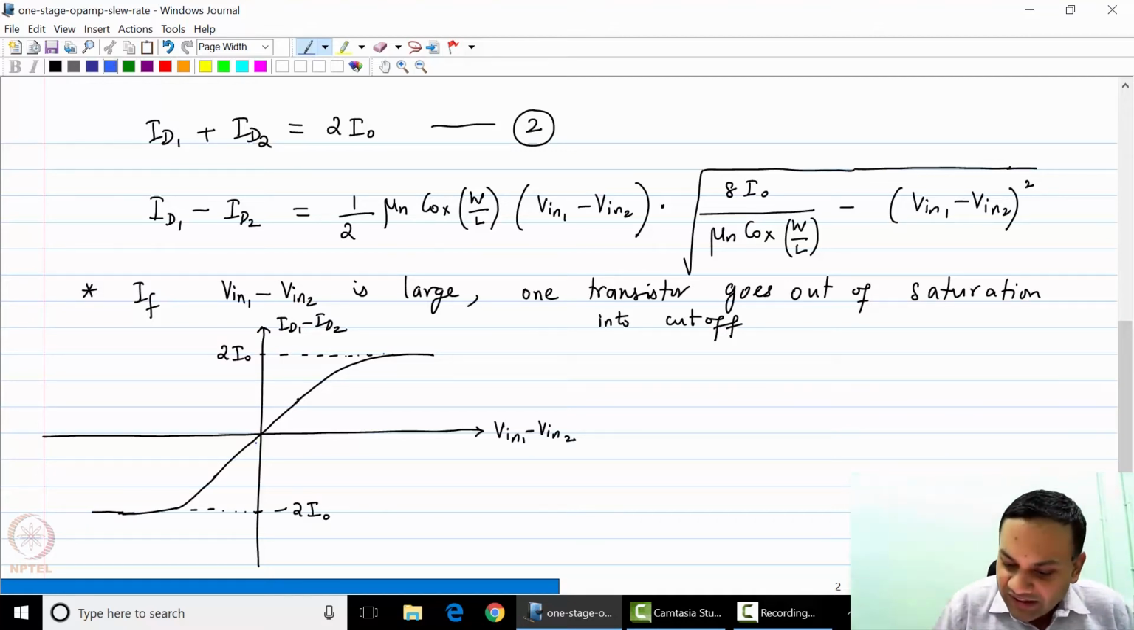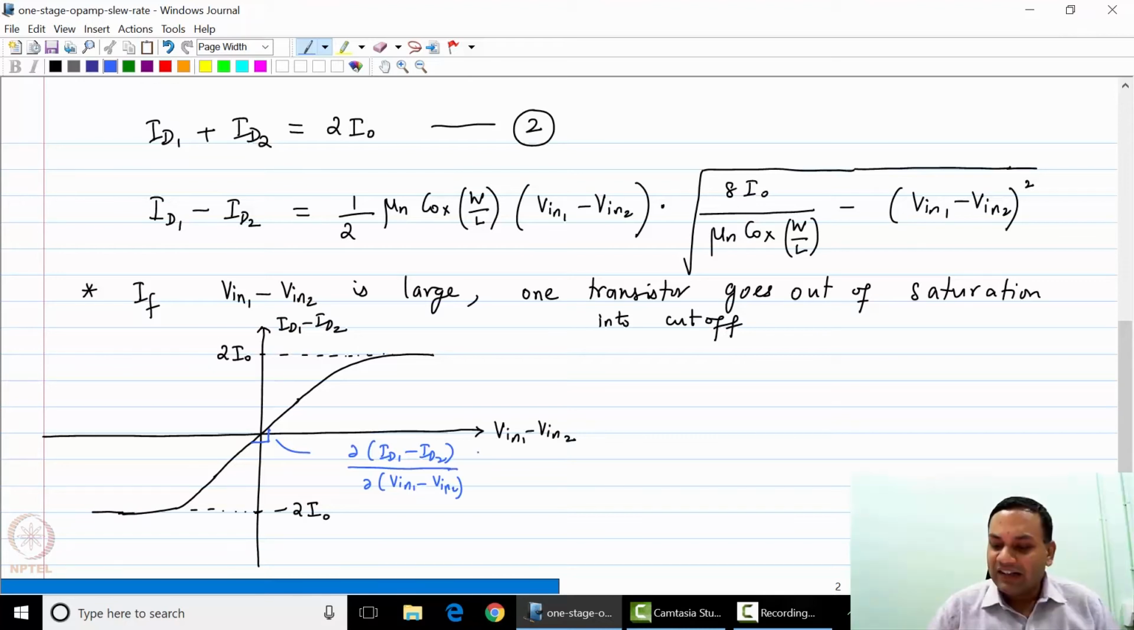Now another property of this is that the slope around the origin has to be equal to the derivative of ID1 minus ID2 over ∂(Vin1 minus Vin2), and from small signal analysis we know that this is equal to Gm of the differential pair, and that is why it happens to be linear around the origin.